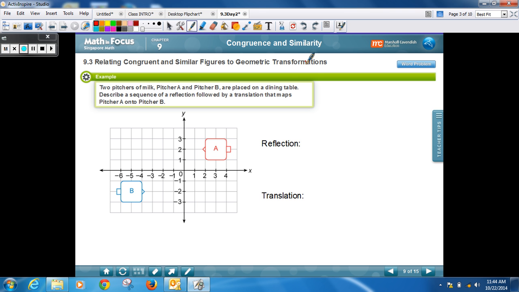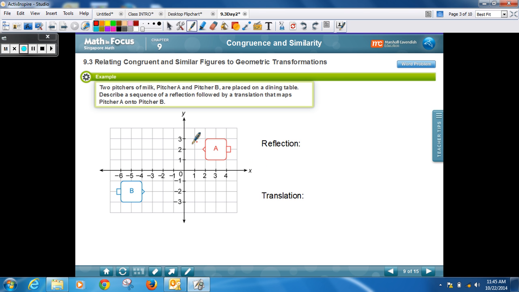Okay, our next example says 2 pitchers of milk, pitcher A and pitcher B, are placed on a dining table. Describe a sequence of reflection followed by a translation that maps one onto the other. So we're taking A and we're mapping it to B. They said it's going to take 2 types of transformation. We're first going to do a reflection, and then we are going to do a translation.